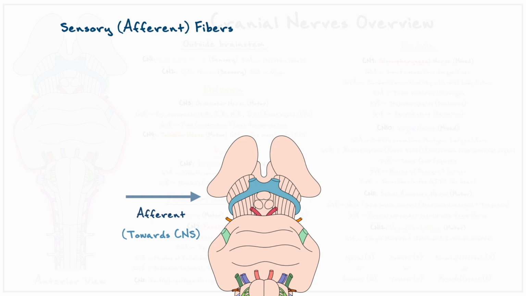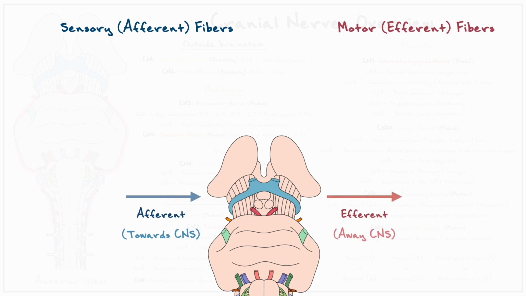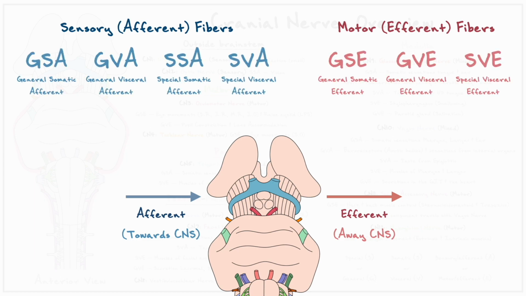On the other hand, the fibers that emerge from the brainstem are called efferent fibers and carry motor or autonomic information. Both the afferent and efferent fibers can then further be divided into 7 different types of fibers, with 4 being sensory and 3 being motor. Now, you will notice that for all of these 7 fiber types, the first word will either be general or special, and the second word will either be somatic or visceral.